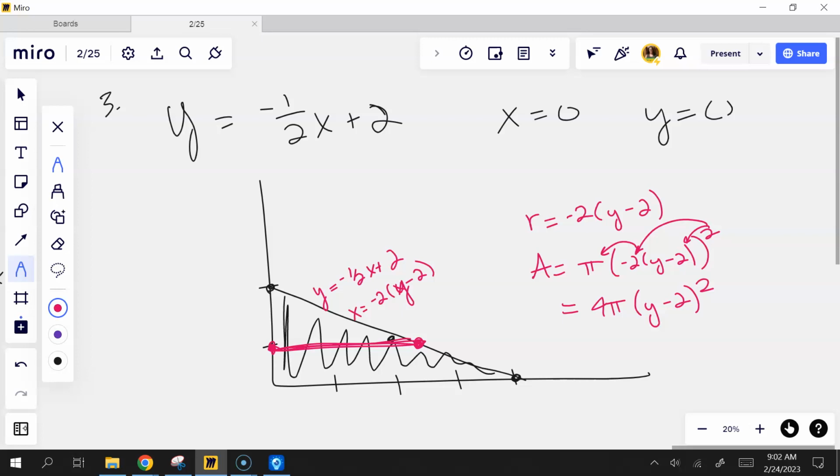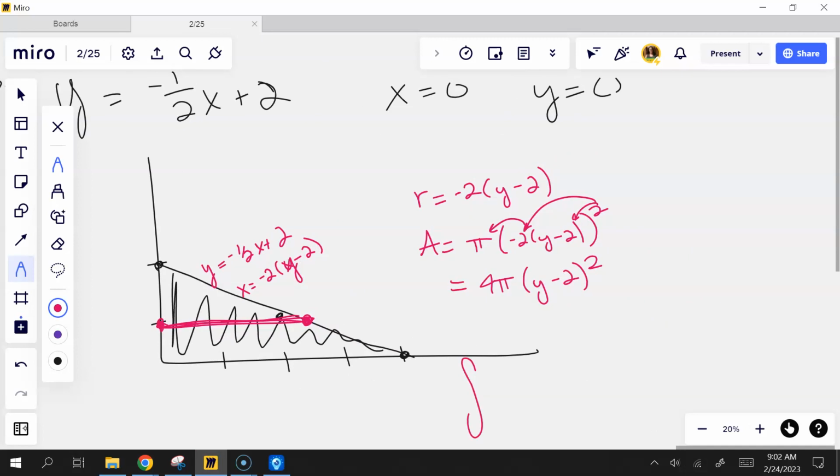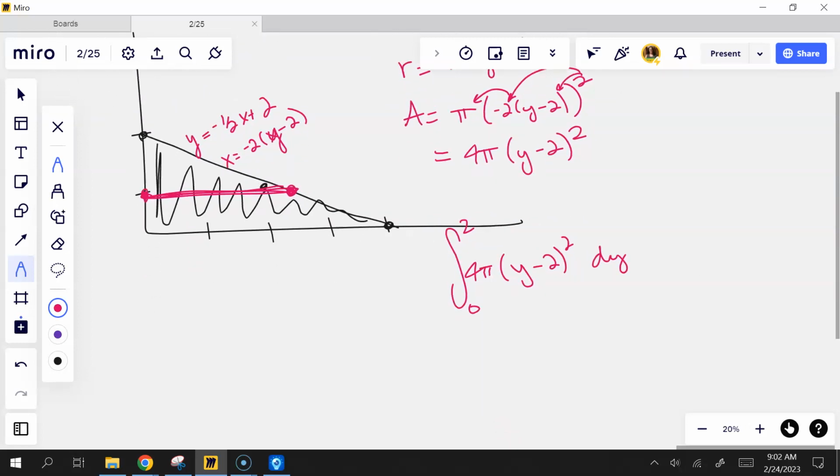And now I am ready to integrate. What are my bounds on my integral? 0 to 2. Why am I going to 2? Because I'm going up, because I'm doing it with respect to y, not with respect to x. Now I do my area, which is 4 pi times y minus 2 squared dy. And of course, if I'm using my calculator, I could change that to x if I needed to.